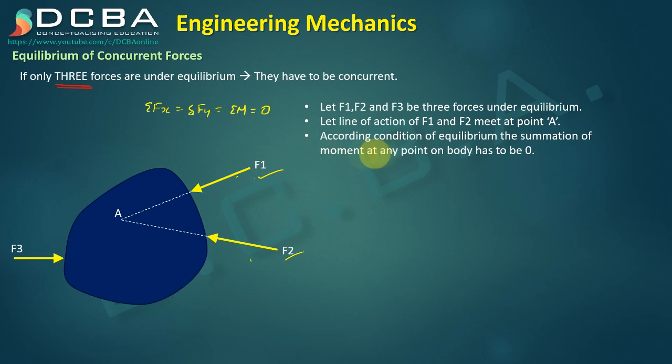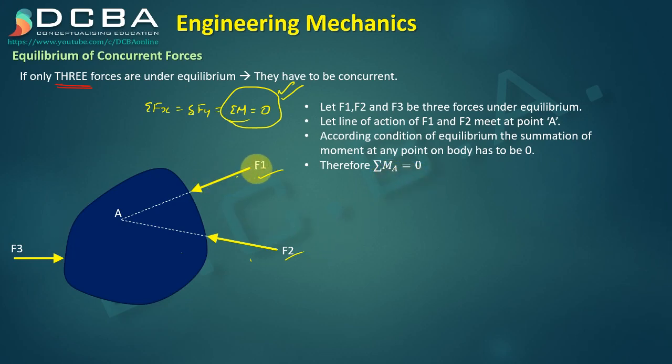So according to the condition of equilibrium, the summation of moment at any point on the body has to be 0. Since I am already telling you that these three forces are under equilibrium, it means this condition is true. It means that any point on this body is going to have summation of moment equal to 0. Same is true for point A also. So let us take summation of MA equals 0. Summation of moment at A equals 0.